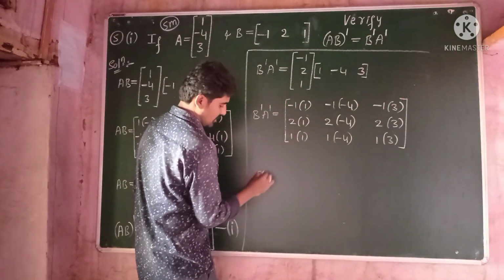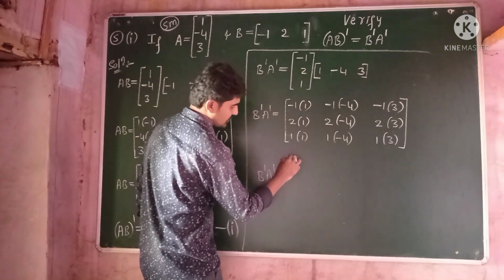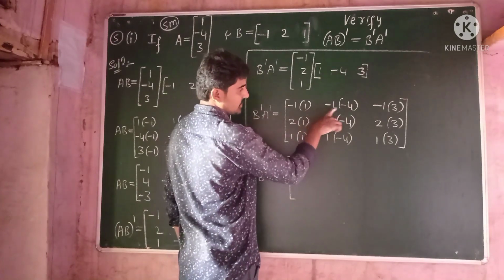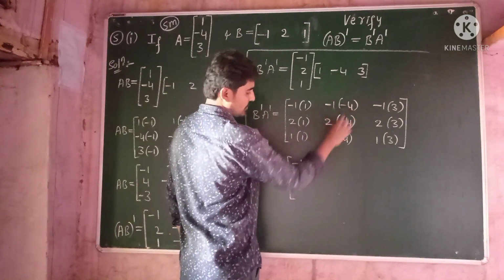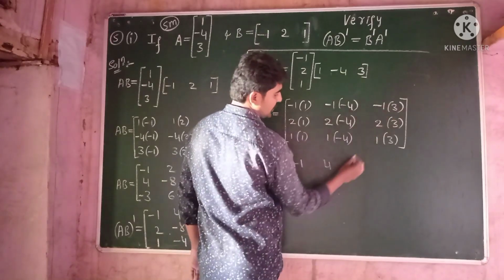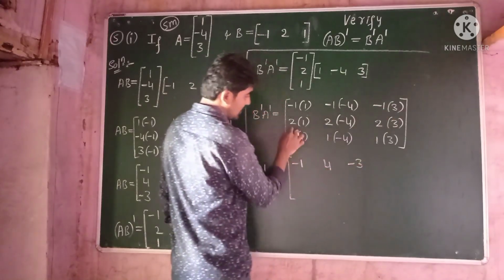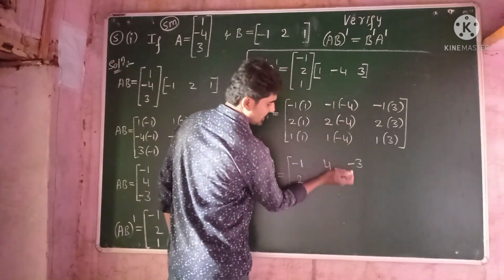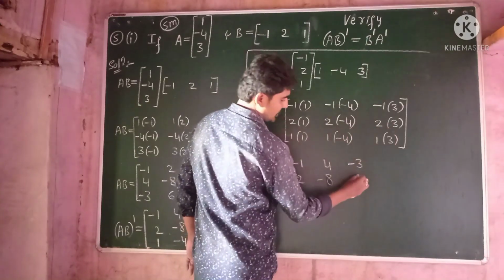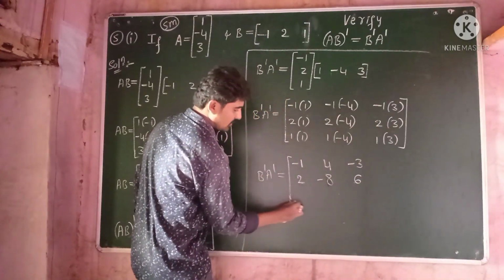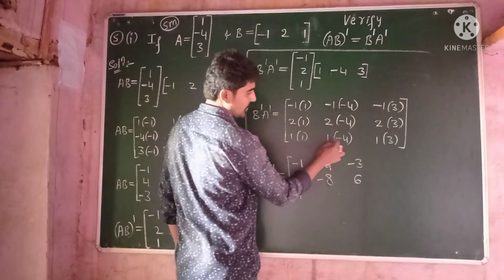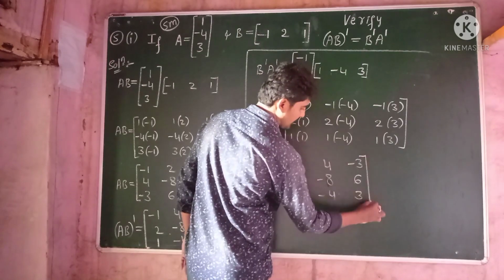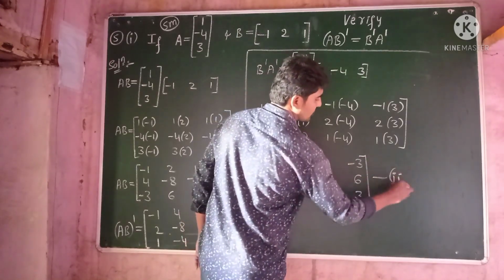Therefore B dash into A dash is equal to: minus 1 into 1 minus 1, minus 1 into minus 4 plus 4, minus 1 into 3 minus 3; 2 into 1 is 2, 2 into minus 4 is minus 8, 2 into 3 is 6; 1 into 1 is 1, 1 into minus 4 is minus 4, 1 into 3 is 3. And call this equation number 2.